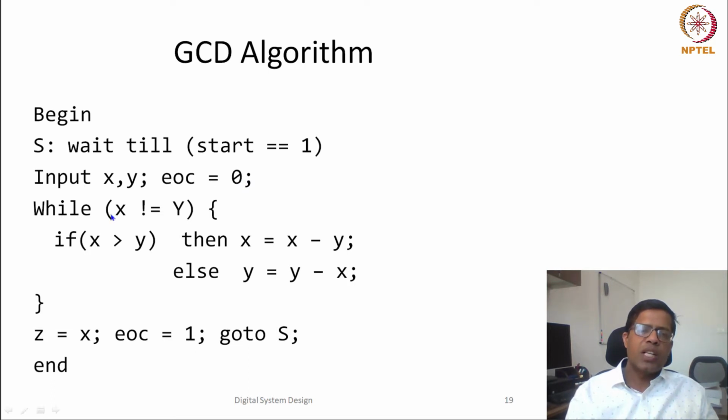After that, this is the algorithm which we are considering. While x is not equal to y, if x is more than y, then we say x equals x minus y, and else, that means y is greater, so we say y equals y minus x.